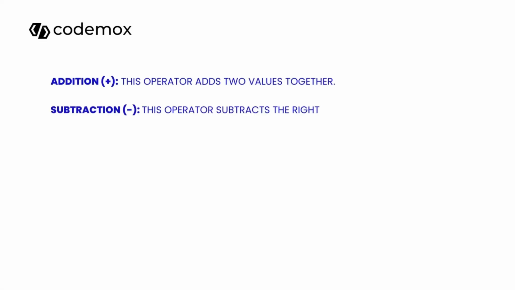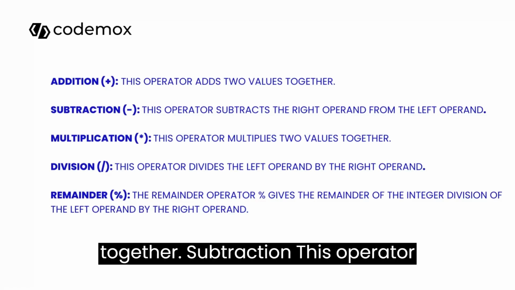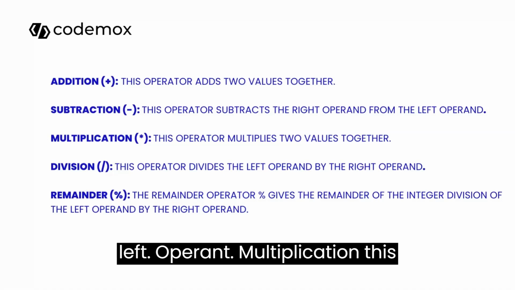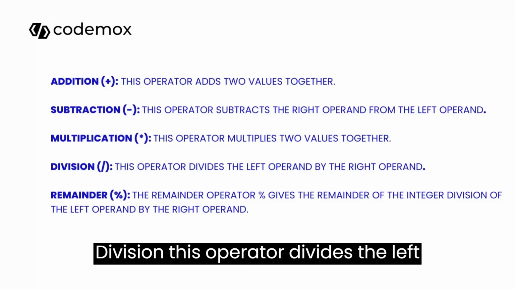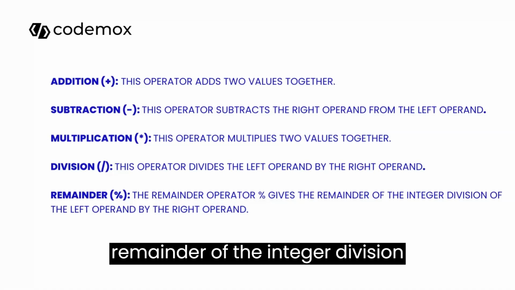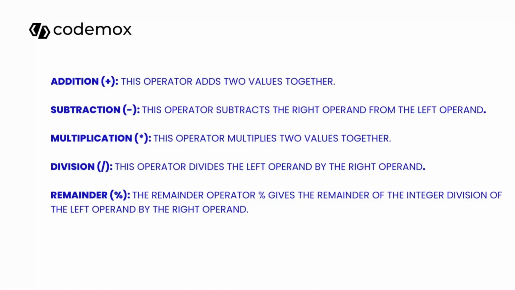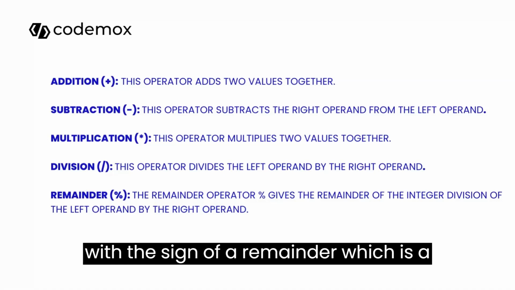Let's explore the math operations supported in JavaScript. Addition. This operator adds two values together. Subtraction. This operator subtracts the right operand from the left operand. Multiplication. This operator multiplies two values together. Division. This operator divides the left operand by the right operand. Remainder. The remainder operator gives the remainder of the integer division of the left operand by the right operand. Please don't get confused with the sign of a remainder, which is a percentage sign.